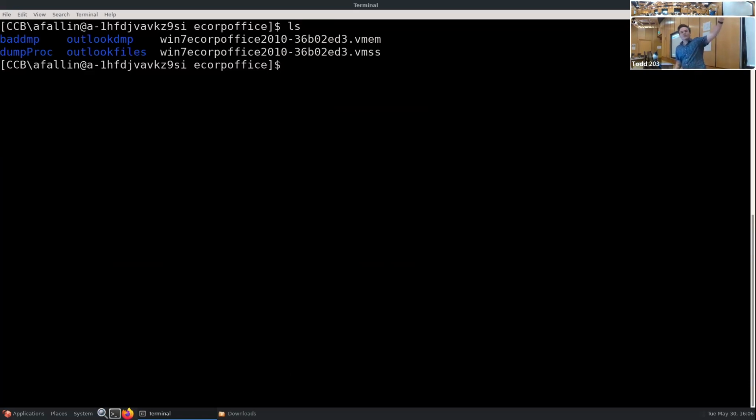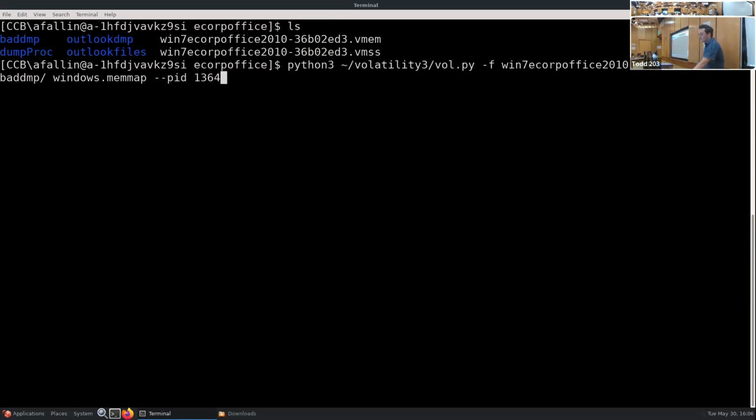We're using the windows. prefix for all of our plugins because the memory file that we have is from a Windows machine. What was that command? Oh yeah, it was dash o, and then you put in the directory. And then we're going to do windows.memmap --pid, and then we're going to put in the process ID that is potentially malicious.